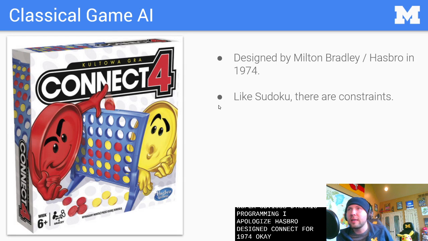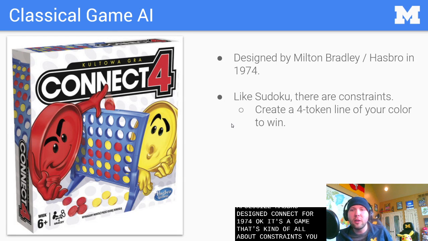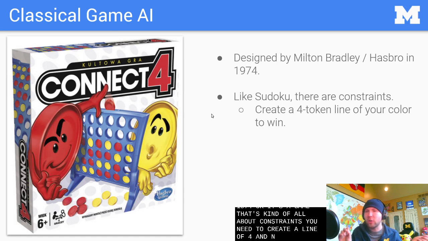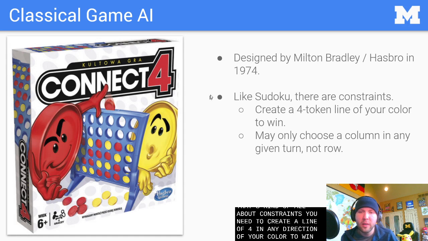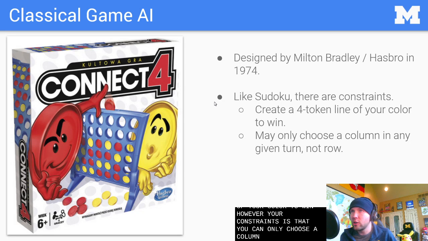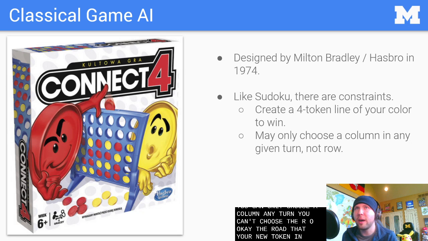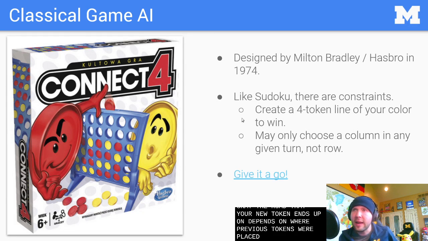Like Sudoku, it's a game that's all about constraints. You need to create a line of 4 in any direction of your color to win. However, your constraint is that you can only choose a column any turn. You can't choose the row, okay? The row that your new token ends up on depends on where the previous tokens were placed. So that adds a pretty intense element of strategy. Let's give it a play.